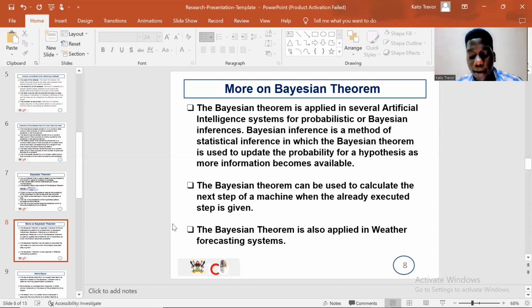Again, I'll clarify that with the Bayesian theorem, you can get the probability of A given B once you know the probability of B given A.